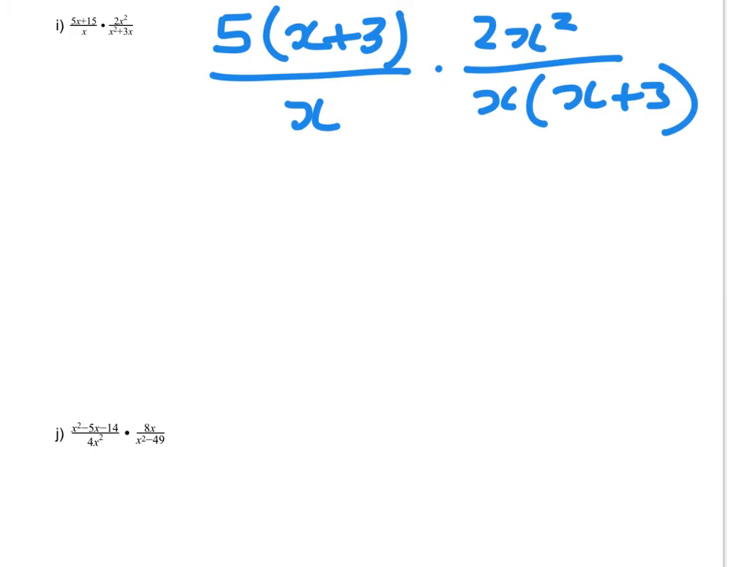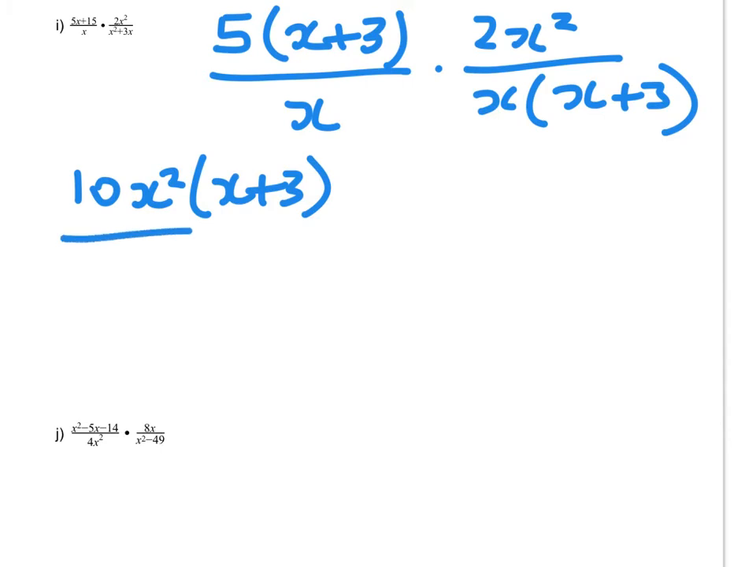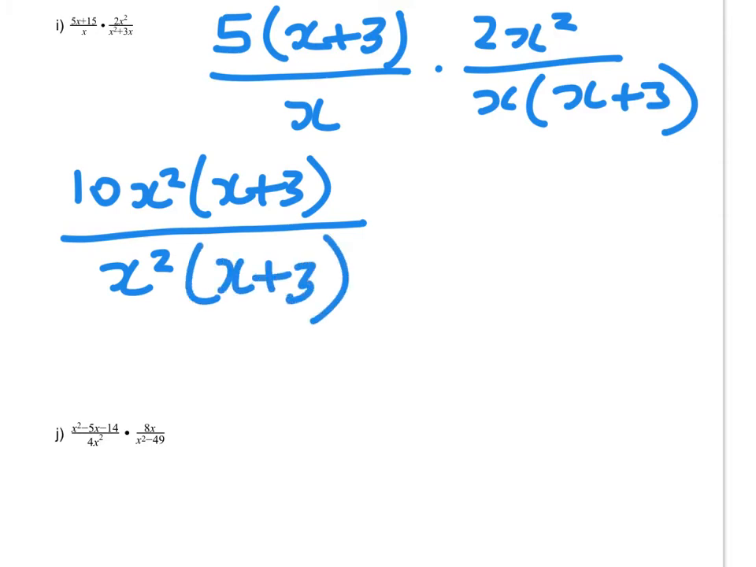So let's see what happens if we put them together. We're going to have 5 times 2 is 10, then we have an x squared, and we have an x plus 3. And then on the bottom, we have an x by an x, which is an x squared, and we have an x plus 3. So if you look at the top, our factors are 10, x squared, x plus 3. If you look at the bottom, our factors are x squared and x plus 3. The parentheses mean that the x and the plus 3 are together as one factor.